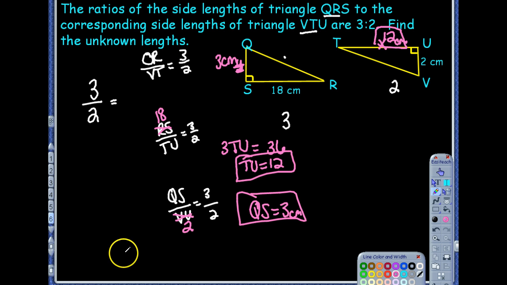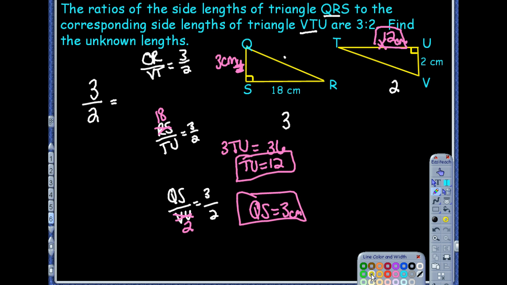Okay. Now, they ask us to find the unknown lengths. I also don't know these lengths here. Is there a way to find them? Because I don't know either one of them, so I can't set up a proportion right now. Yeah, because there's 2 unknowns in that proportion. Right. You can't have 2 unknowns in one equation unless you have another equation.